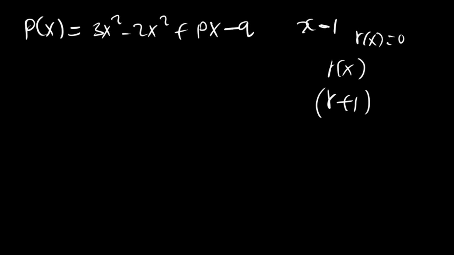I read the question, find the values of p and q. The polynomial p of x is equal to 3x cubed minus 2x squared plus px minus q is divisible by x minus 1 and leaves a remainder of 10 when divided by x plus 1. So it leaves a remainder of 10 when you divide it by x plus 1.